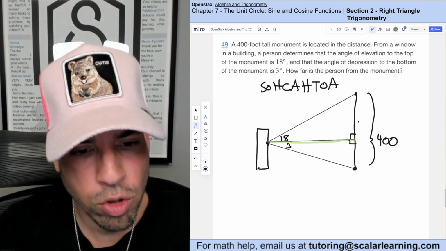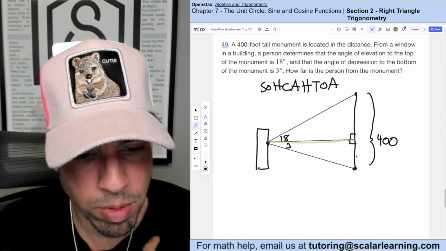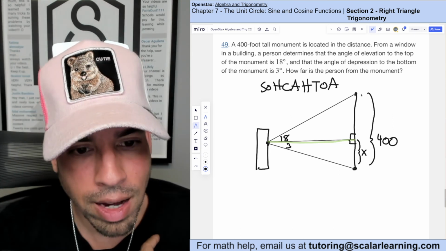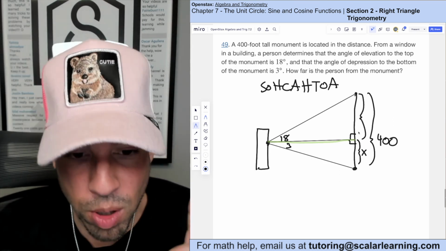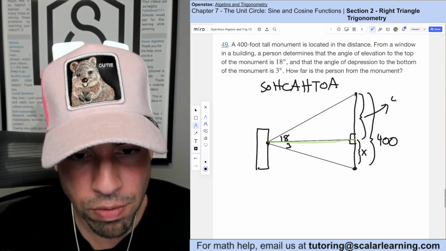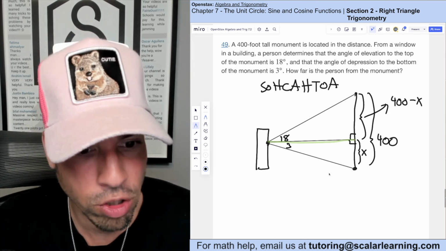So now let's set up our two equations. But by the way, I need to make some sort of variable to represent this. So I'm going to call this lower side here x. Now I could call this top one y, but since I know the full length is 400, if that's x, this is just 400 minus x. And it's much better that we have a single variable. It's going to be much easier to solve.